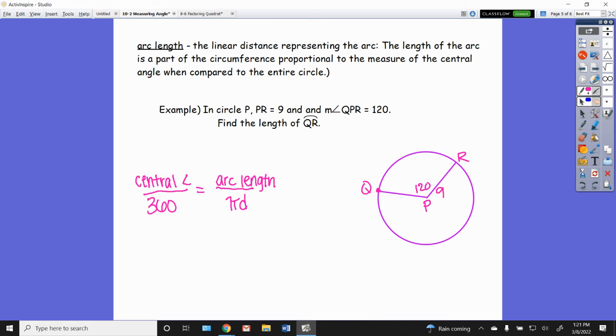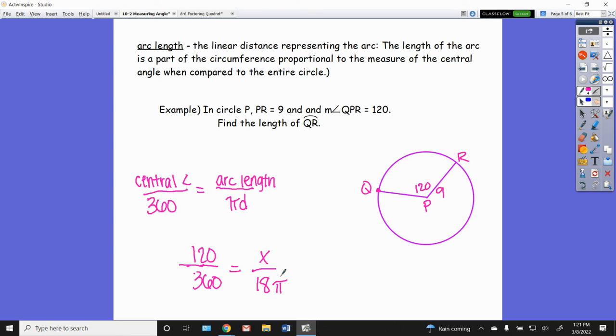So I think I checked with most everybody, but we'll work it out just in case. All you're going to do is fill in the blanks. Central angle was 120, so 120 over 360 equals arc length, which is what we're looking for. So that's automatically your variable. And if the radius is 9, you double it to get the diameter, so you get 18 pi.